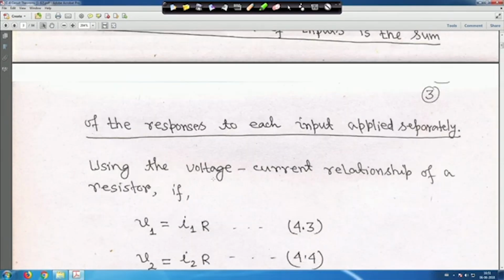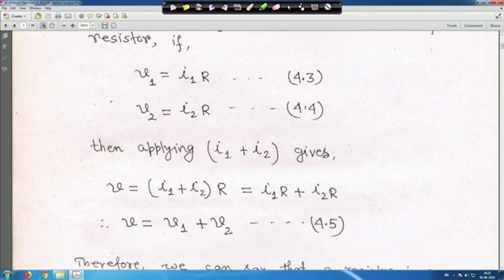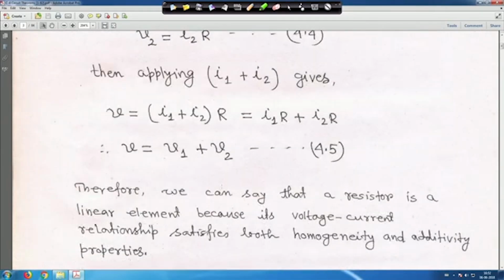That is actually called the additivity property. So, using the voltage current relationship of a resistor, say V1 is equal to I1 into R, and V2 is equal to I2 into R. By applying I1 plus I2, it gives V is equal to (I1 plus I2) into R, that is I1R plus I2R. That means V is equal to V1 plus V2. This is the additivity property, right. So this condition has to be satisfied.